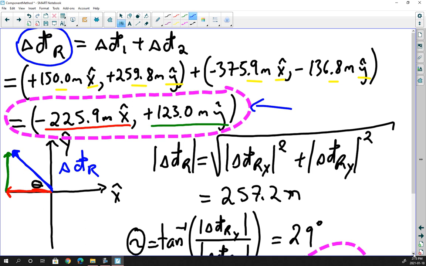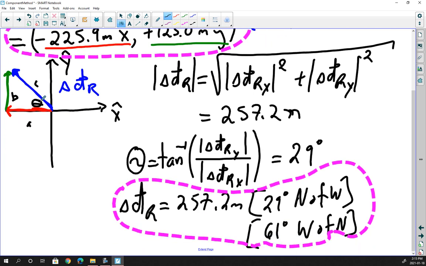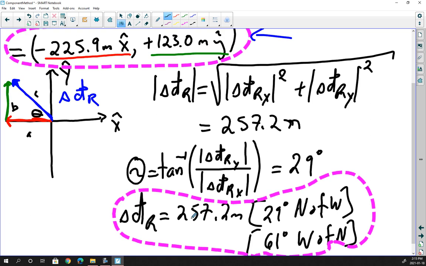Now, could we convert this back into angle magnitude form? Sure we could. We know Pythagoras, right? This would be A, this would be B, this would be C. We do Pythagoras and we can find the magnitude of the blue vector. Very easy to do. It would be 257.2 meters. Could we find this angle here, theta? Yes, we could. We could use tan inverse of opposite over adjacent, opposite being the y component, adjacent being the x component. I would get 29 degrees, and then an answer of 257.2 meters, 29 degrees north of west.